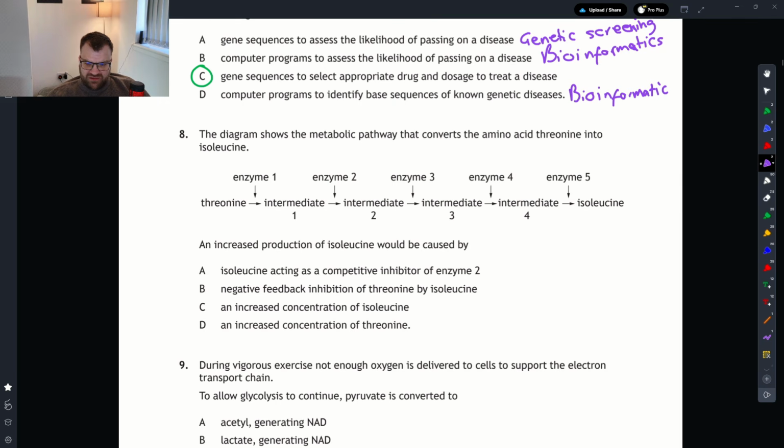Okay, let's have a look. So if isoleucine was acting as a competitive inhibitor of number 2, well, that would stop this from happening, which would mean we can't get any of them. So we wouldn't get more of them. That doesn't sound right. Next one, negative feedback inhibition of threonine by isoleucine.